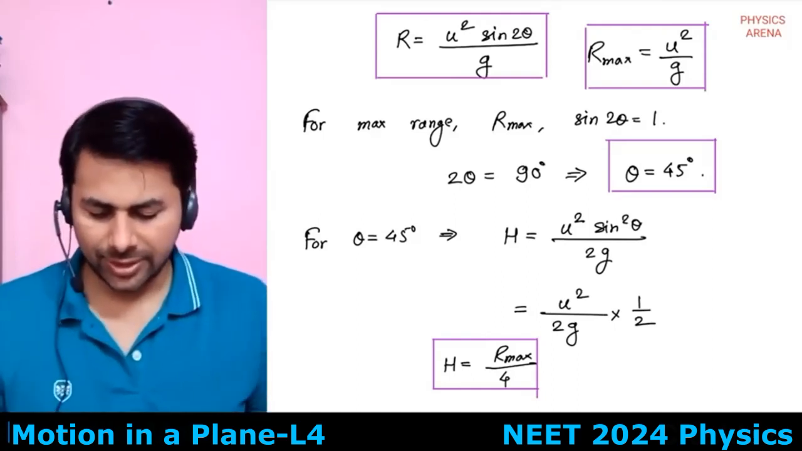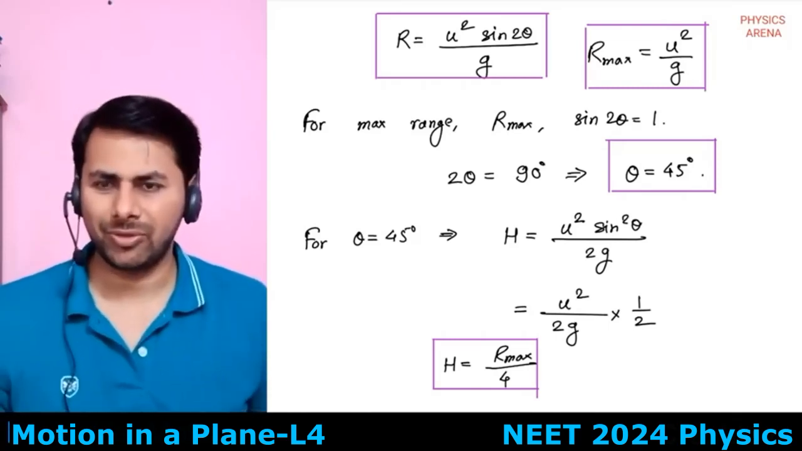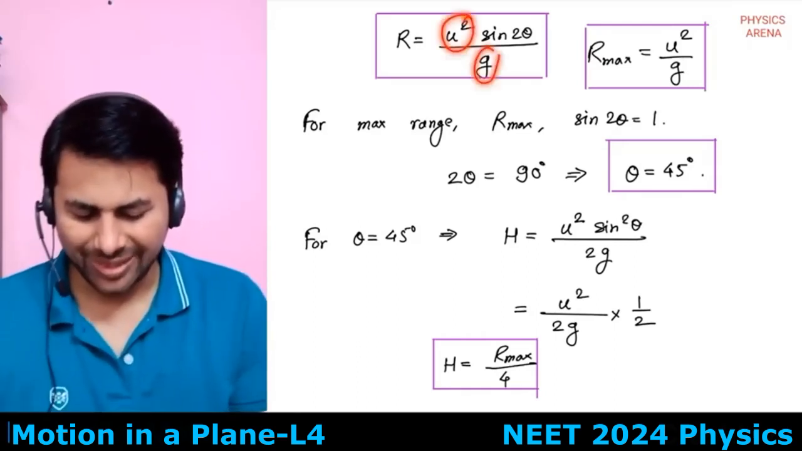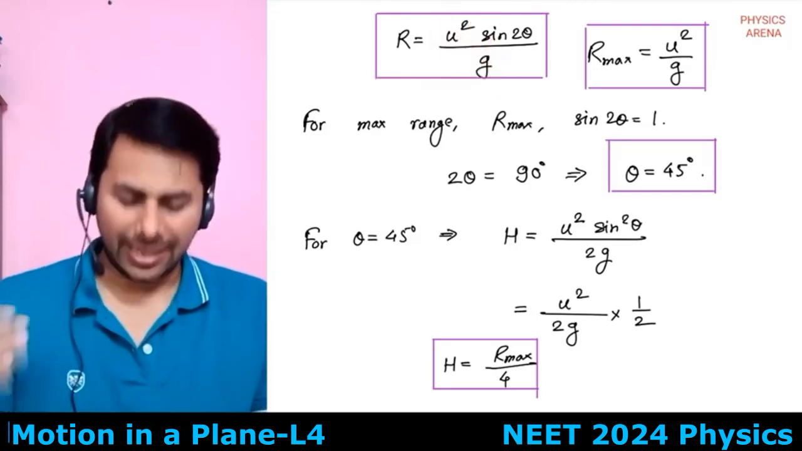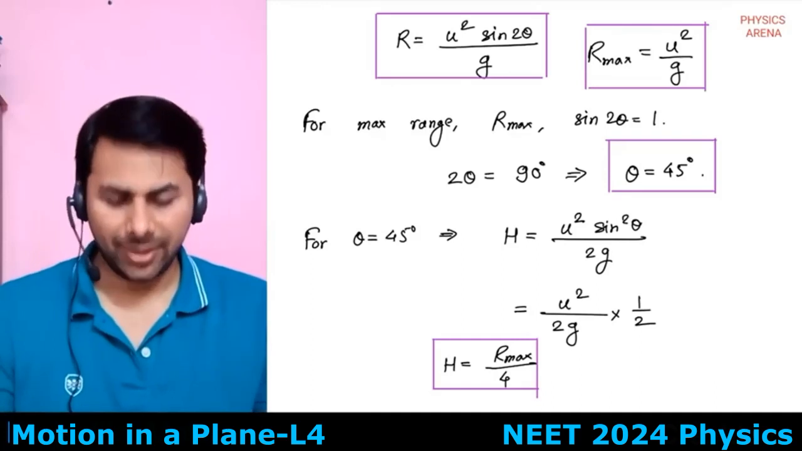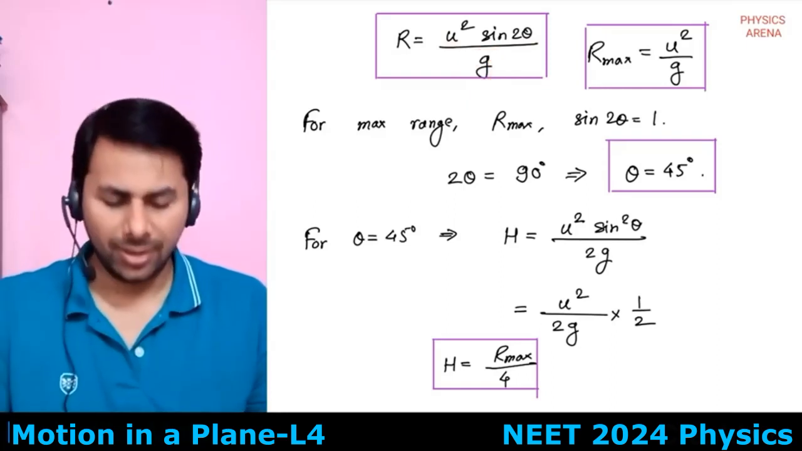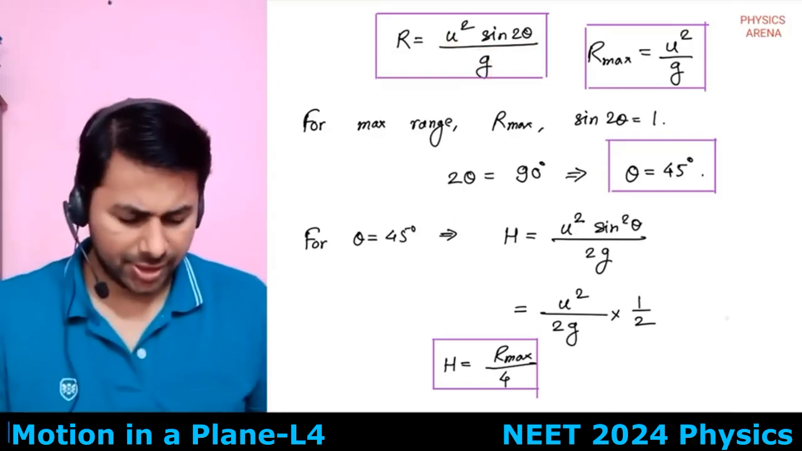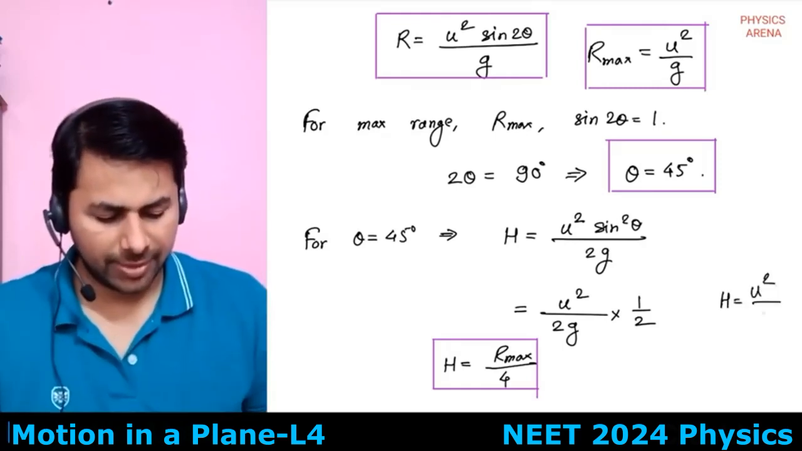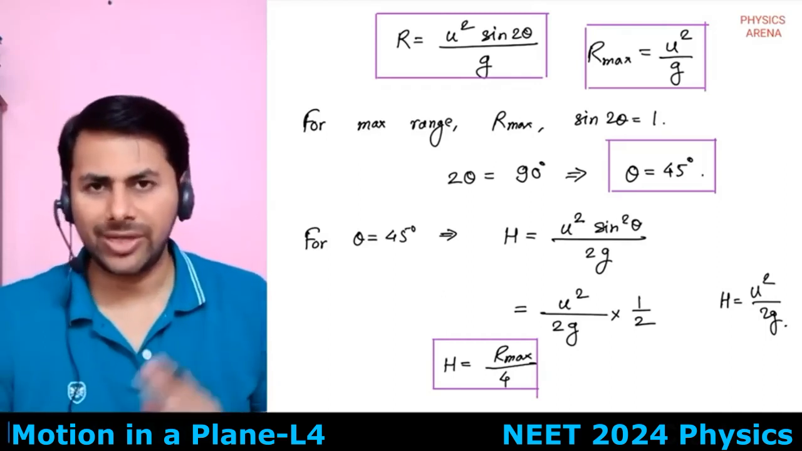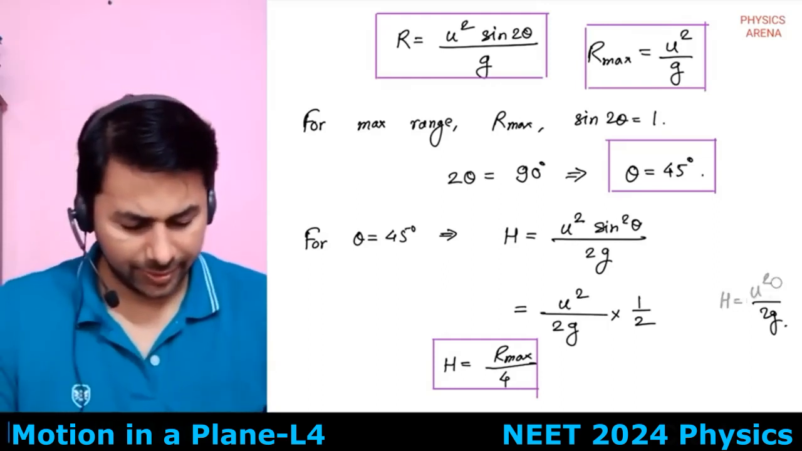So many times the students get confused between these two equations. So we have to remember them very clearly, because both of them have u square in the numerator and g in the denominator. For maximum height you have sine square in the numerator, and for range you have u square sine 2 theta upon g. And if you get confused, just recall how much the maximum height will be when it is thrown upwards. You have u square divided by 2g. So the formula which has 2g in the denominator is for height, right?